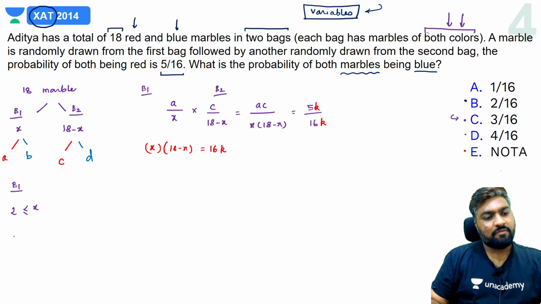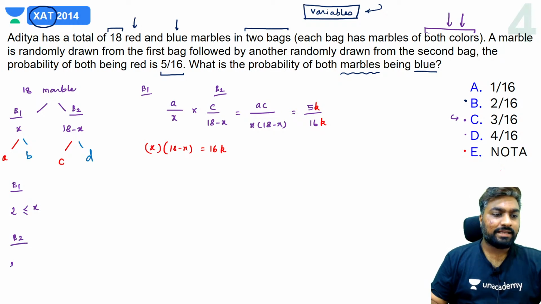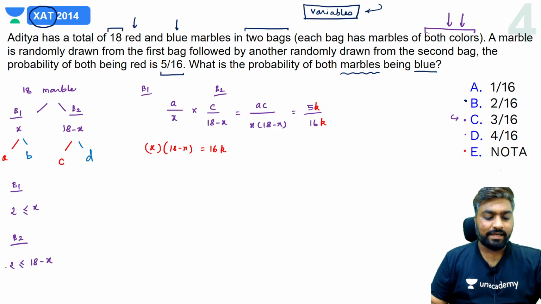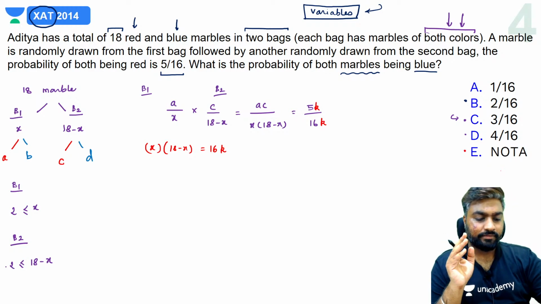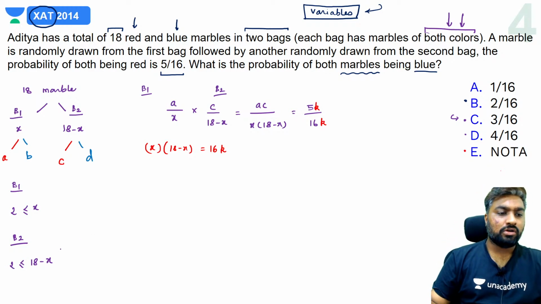Same way, बैग 2 का भी क्या सीन होगा? एटलीस्ट 2 तो होने चाहिए. 18 minus X मार्बल्स है बैग 2 में, उसमें एटलीस्ट 2 तो होने ही चाहिए, हैं कि नहीं? Also, अगर आउट ऑफ 18 यहाँ पे सेकेंड बैग में 2 है, तो फर्स्ट बैग में मैक्सिमम कितने हो सकते हैं? 16.